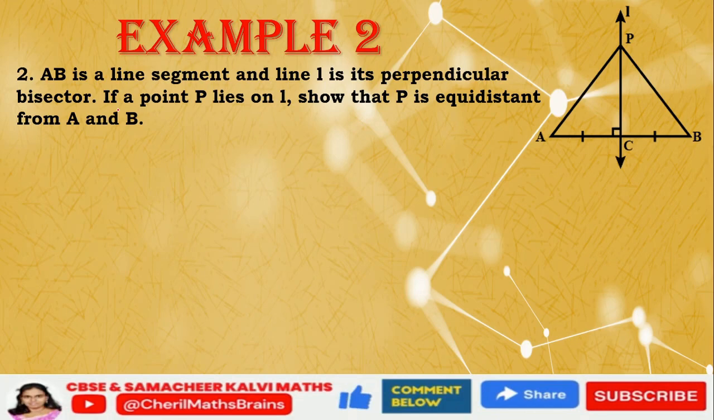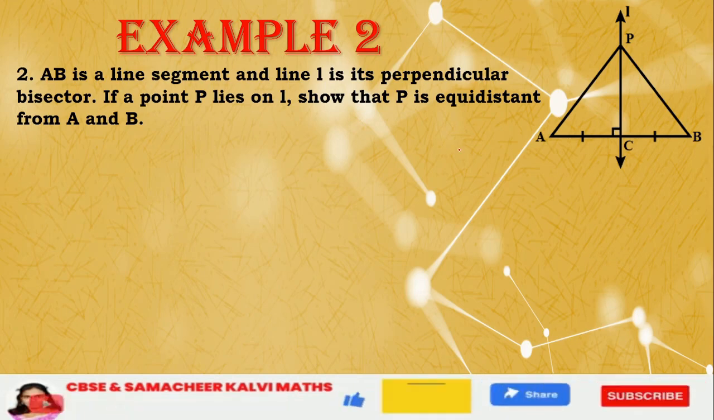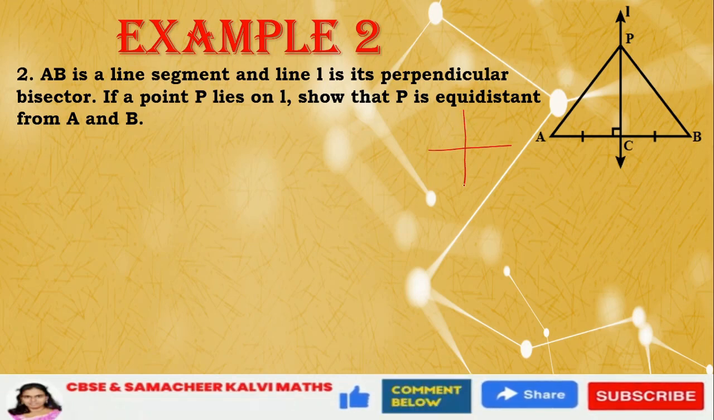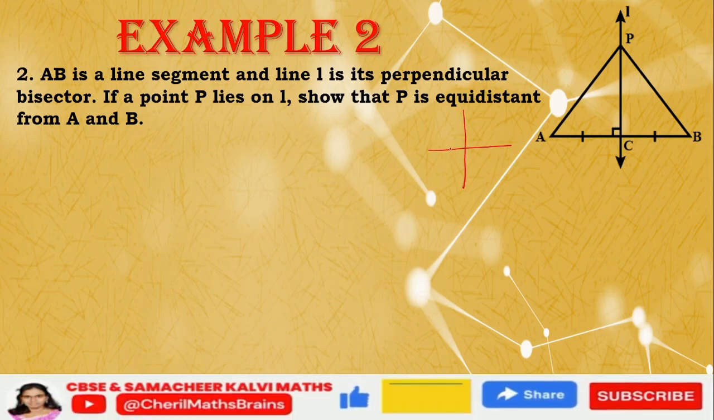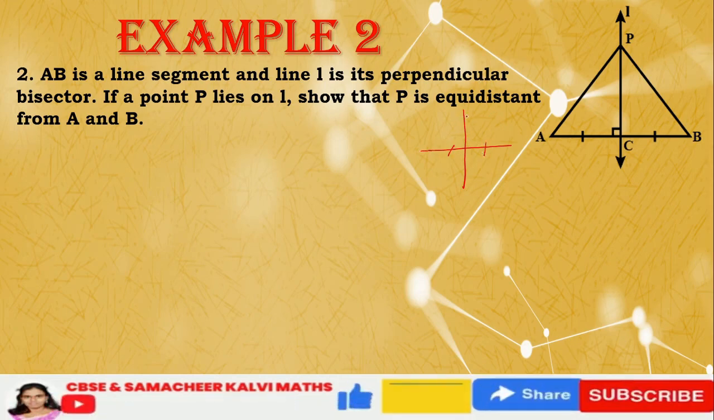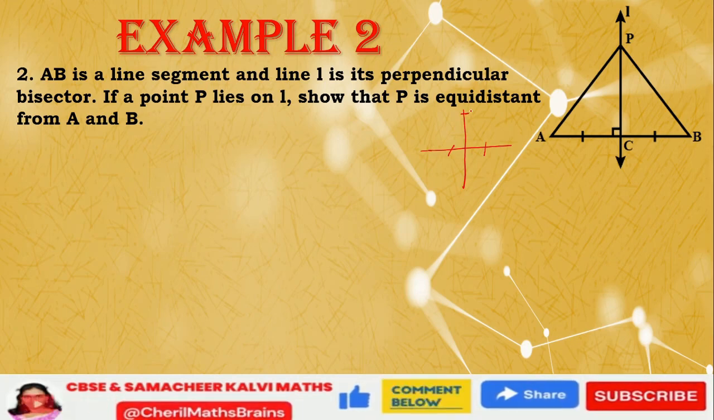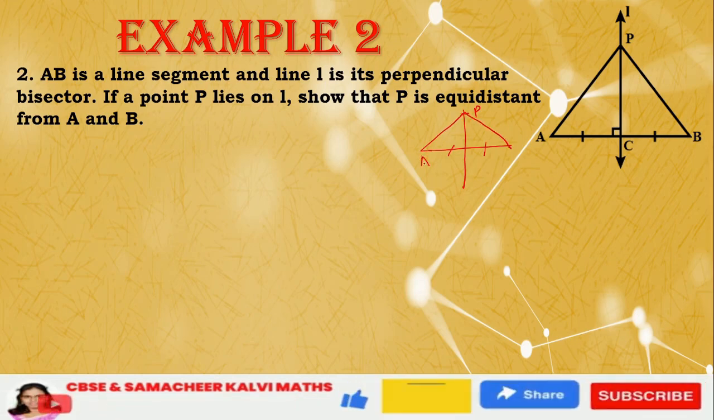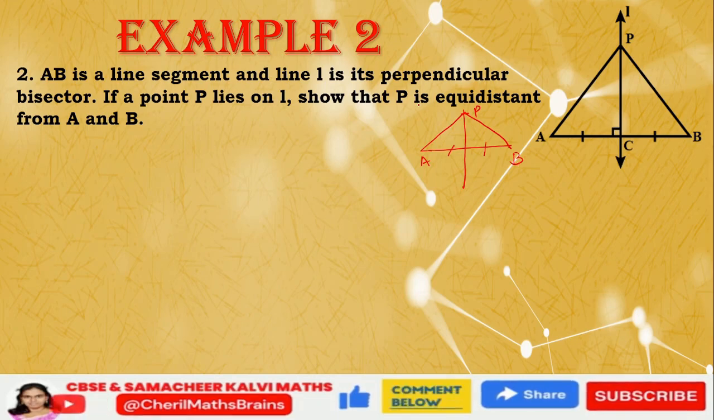In the second example, we are given that AB is a line segment and line L is its perpendicular bisector. So it is perpendicular and it bisects this line into two, which means these two sides are equal. A point P lies on this line L. We need to prove that this point P is equidistant from A and B.